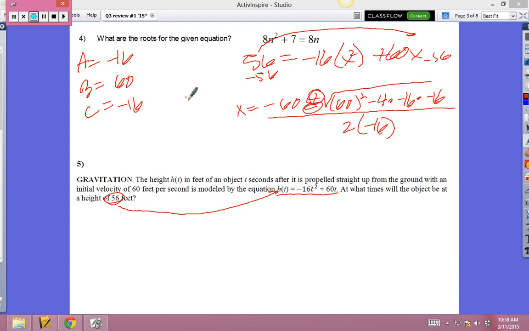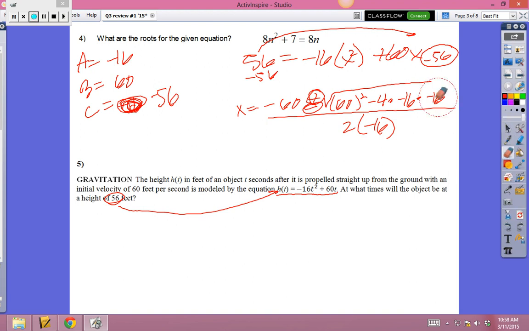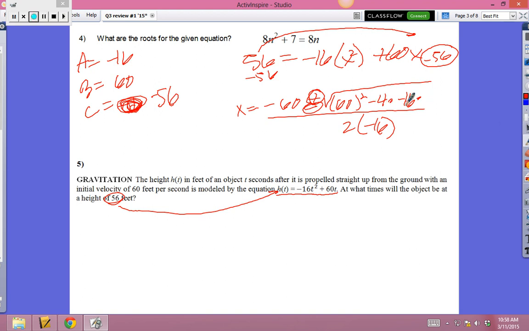Okay, I just noticed I messed up C. I need to write better. This is my C right here. C is not a negative 16. That's what A was. C is a negative 56. So the only place C is going into the formula is right here. So times a negative 4 times A times C, this needs to be a negative 56 all over 2A. So now type this in onto the calculator.